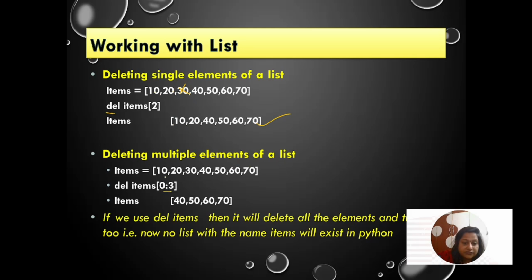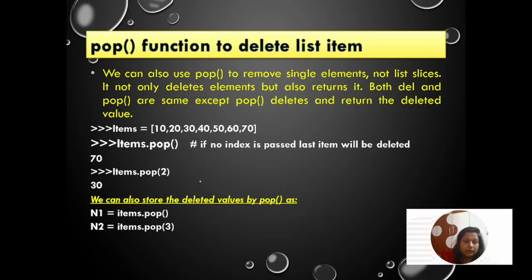0 to 3 means 0 to 2 it will delete. So 0, 1 and 2. So from 40 your answer will be there. Clear now?